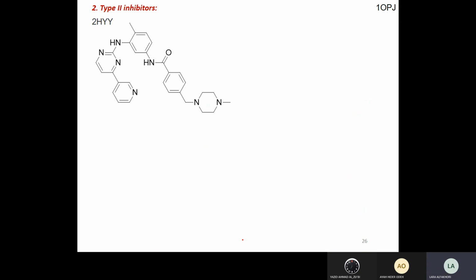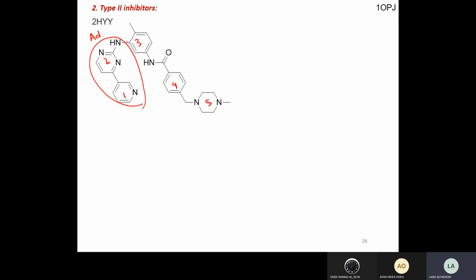What about this one? In your opinion, which part would probably bind to the adenine pocket? Let me number them for you again: 1, 2, 3, 4, 5. Exactly, 1 and 2. This part in here is the one that will occupy the adenine pocket.